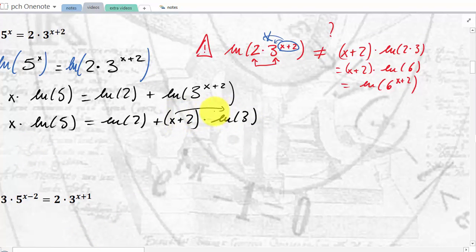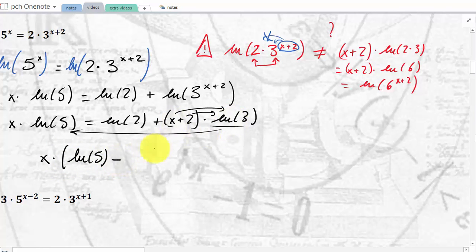I'm going to distribute here and move the term with x to the other side. Okay, so what do we have? We have x times ln 5, and here it's minus x ln 3, so x times (ln 5 minus ln 3), equals ln of 2 plus 2 times ln of 3.